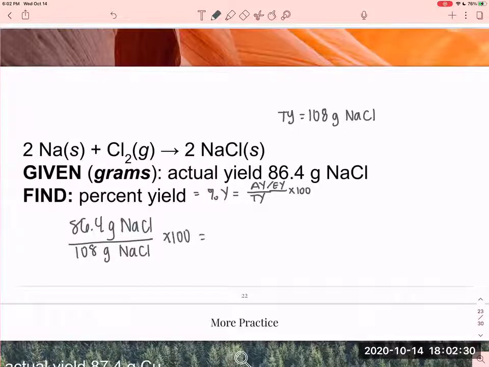So I have 86.4 divided by 108 times 100. That is going to be 80, but I need 3 sig figs, 80.0% to give myself 3 sig figs. I'm 80% effective at running this reaction, which may be good depending on how hard the procedures are, right?